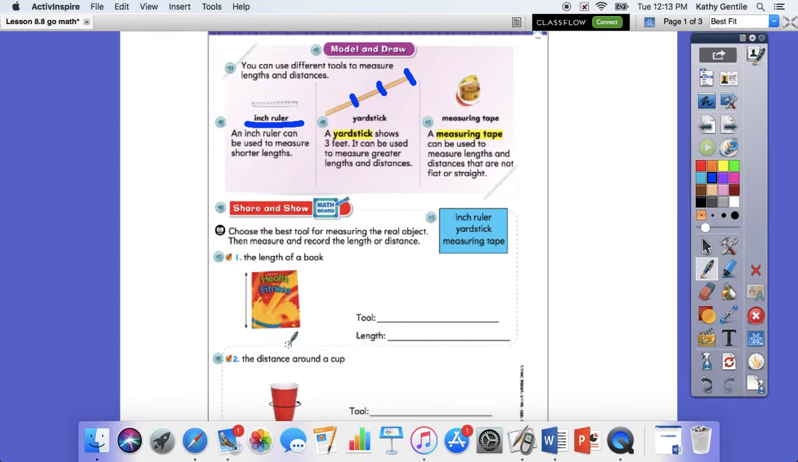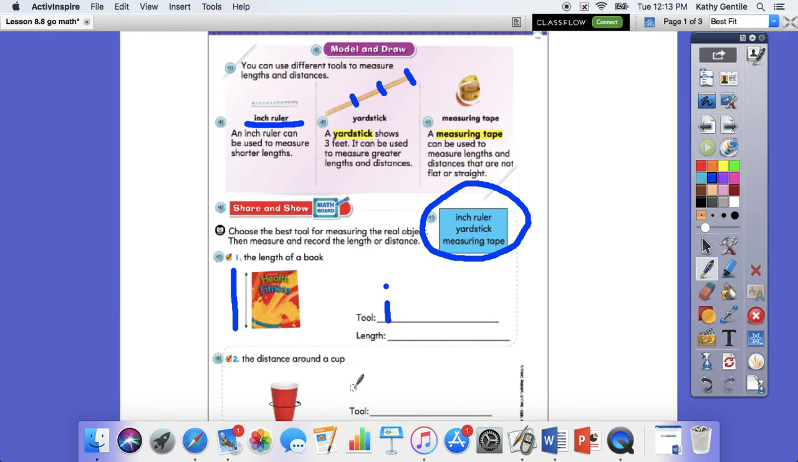Let's look at the first one. We have the length of a book. So we're measuring from here to here. Okay, it is a straight line. It is a small book. And so we are going to use our inch ruler to measure it. So I'm just going to put an I here, which will stand for inch ruler. These are the words that we're using right here.